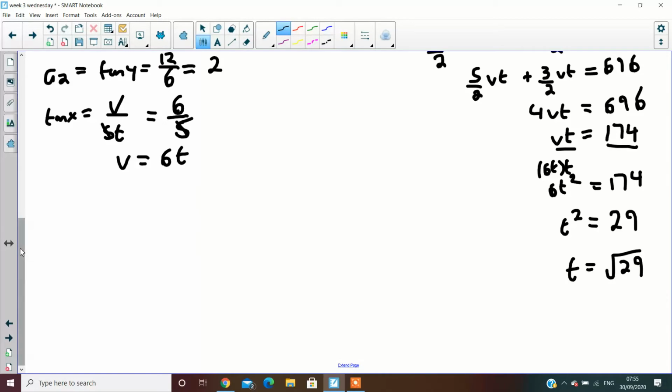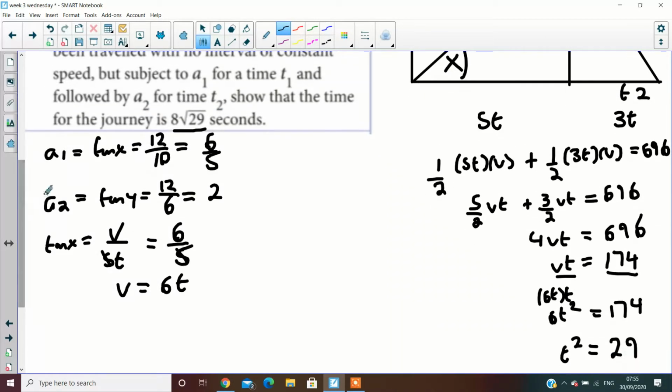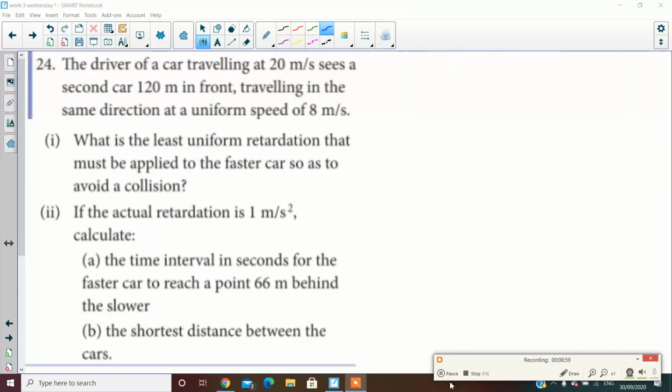Yeah. Now, some of you will be saying, that's not what it wants. It wants it to be 8 root 29. But count across, how many t's do I have from start to finish? From here to here? It's your 5t plus your 3t, which is 8t, which is 8 times root 29. And you're done.